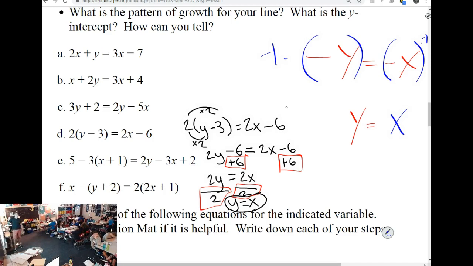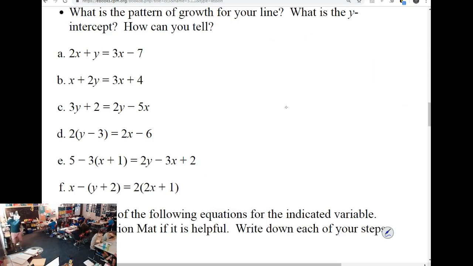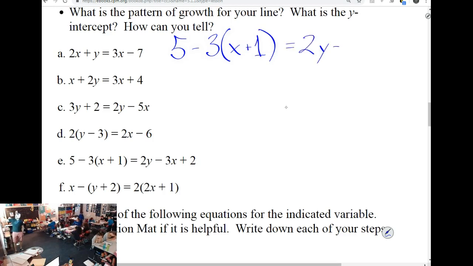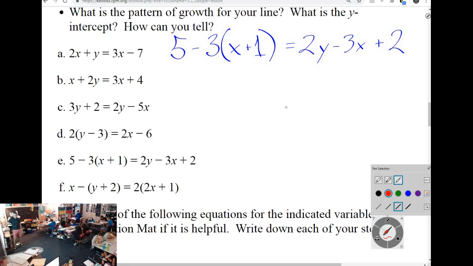Yes? I have a question for E, about to do that one. E: 5 minus 3 times x plus 1. All right, what's your question? Okay, so would you subtract 5 and 3 first and then multiply?